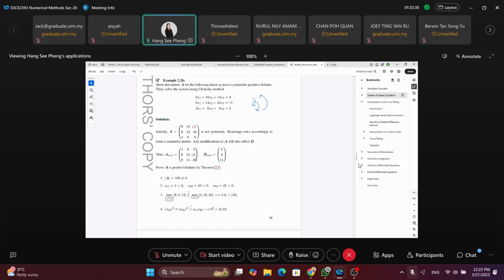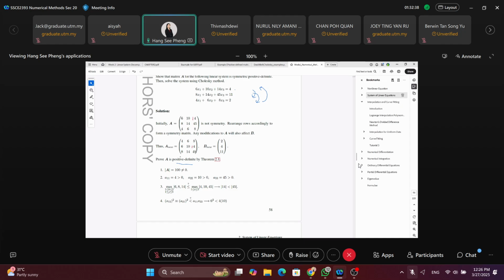So we form this symmetric form, and then we will test whether it is a positive definite matrix. We check with the 4 conditions. First of all, check the determinant of matrix A, whether it is not equal to 0. So you find out the determinant. 100, not equal to 0, satisfied.